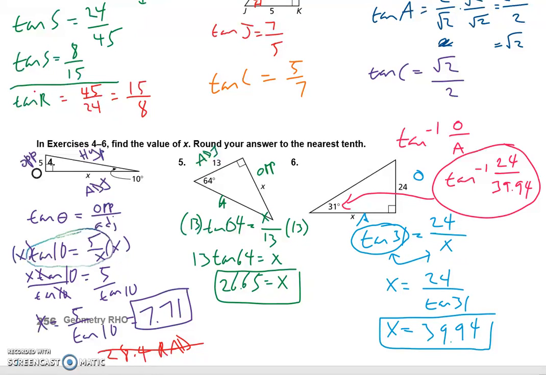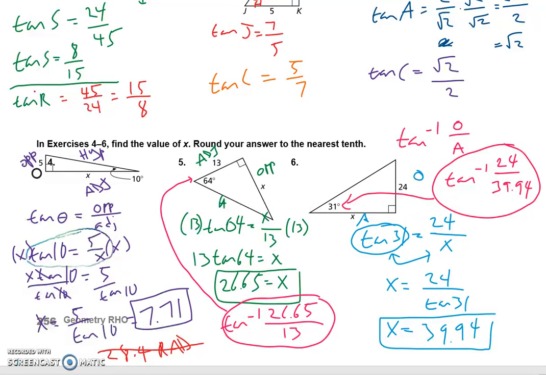So same thing with this one. The tangent inverse of opposite, 26.65 divided by 13. Whatever you get here, this should match, or be really close to this number. So I want you to also do this step. This is something we'll do later.